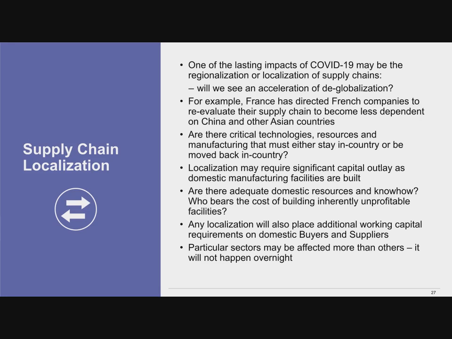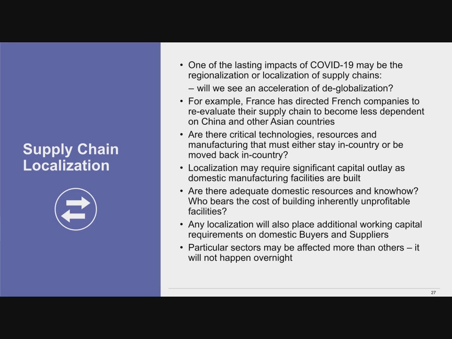But you look at the reality of that, and it is going to require a significant amount of capital outlay as domestic manufacturing facilities are built. Are there sufficient resources to do that, sufficient know-how? And who's going to bear the cost of building inherently unprofitable facilities? What I mean is, if manufacturing facilities moved offshore to start with, often there's an economic reason for that: the manufacturers offshore can produce goods at a lower price than what they do here.